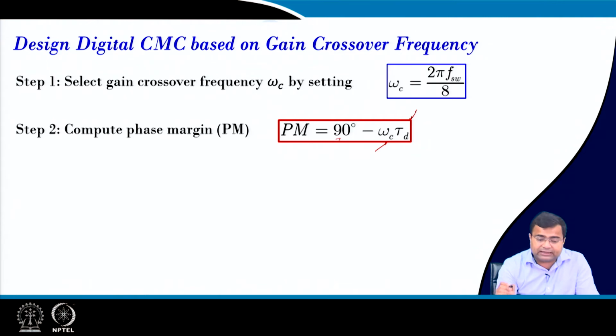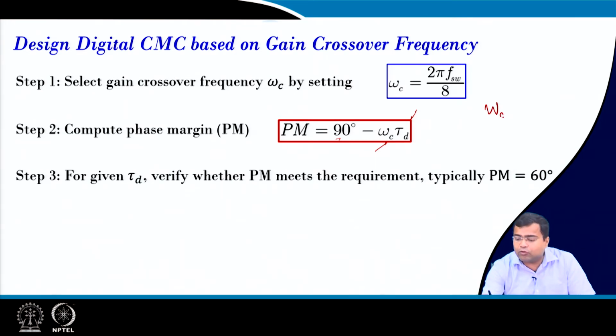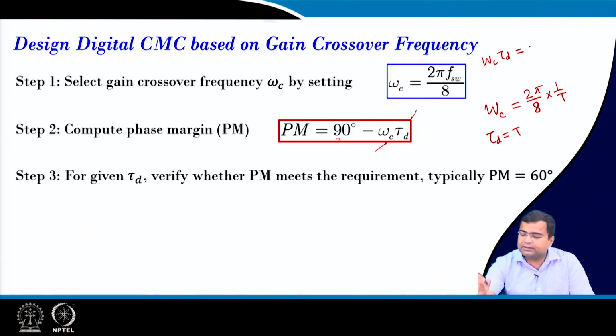Now, depending upon the delay amount for the given delay, because you may have up to 1 cycle delay, if it is a switching cycle, full cycle delay, then what will be omega c? We have taken here 2 pi by 8 into Fs, which is nothing but 1 by T, and we are talking about tau d, which is also T. That means, what is my omega c tau d?